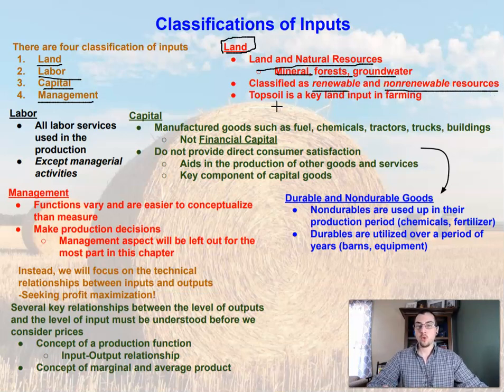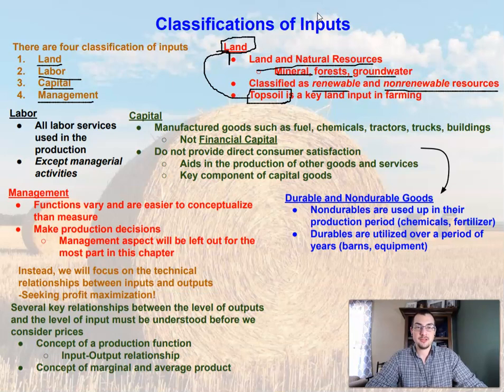One key land input for farming is actually the topsoil. Whenever you're farming, the topsoil and the nutrients in the topsoil is a very key input, especially for row crop production and even for livestock production. I mean, it's critical for pretty much all aspects of biological growth. So that is a key input whenever we're talking about farming. So topsoil is a part of this land aspect.